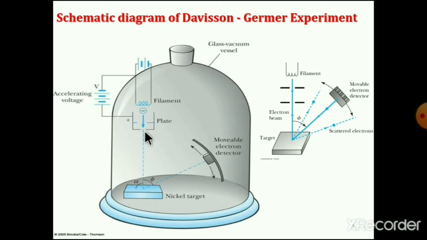Such a highly accelerated, fine and sharp beam is targeted towards the nickel crystal. Here the nickel crystal is rotated about an axis and it is in the path of the electron beam. When the electrons are targeted at the nickel crystal, the nickel crystal acts as a grating, and therefore these electrons get deflected or scattered towards the collector. That collector, named earlier, is a Faraday cylinder.